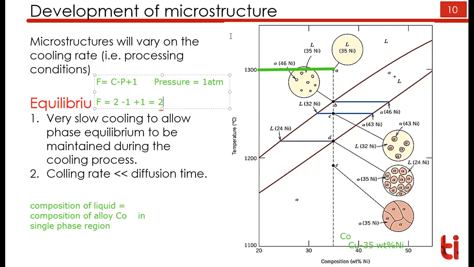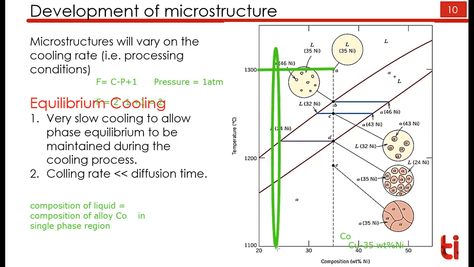So you can see here, either I choose this composition or this composition, in this region it will remain liquid only. Temperature I can change, 1350 I can take, 1400, 1310, I can take. You choose any temperature in this region, whether here or here. Anywhere you take in this single phase liquid region, you can independently vary your composition and temperature. So we have freedom in both.